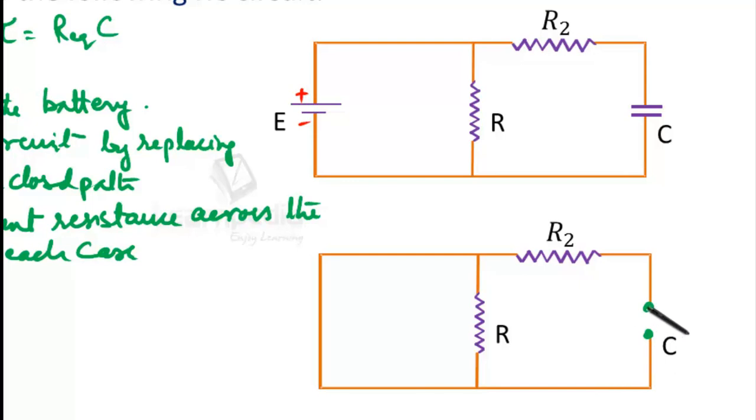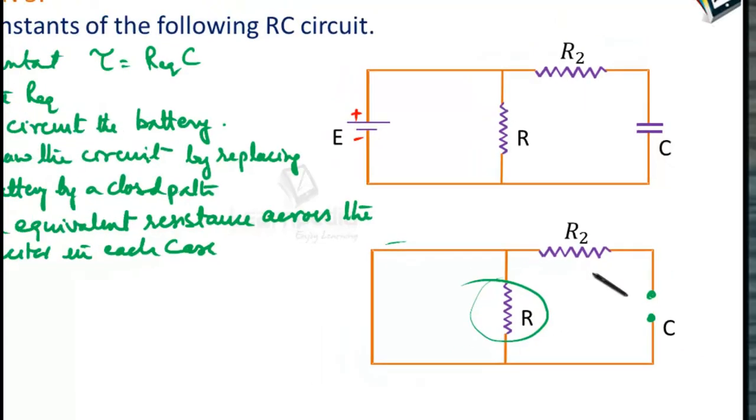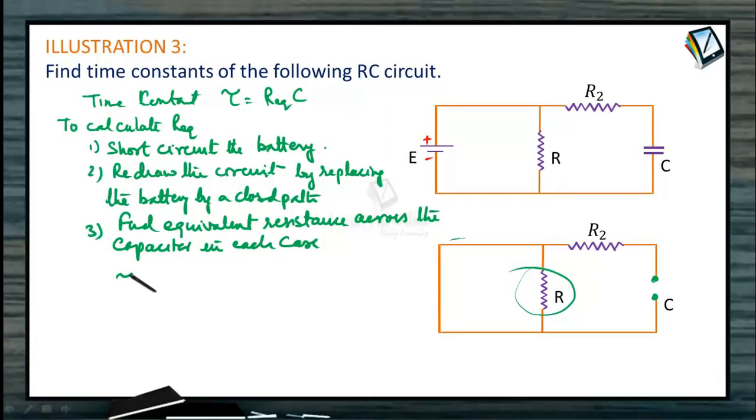When we want to calculate the equivalent resistance across the capacitor, since the battery is replaced by an ordinary wire here, this resistor will be short circuited. It will not be existing in the circuit. So only resistance R2 will come across this. So the time constant tau will be equal to R2 into capacitor C. This is the time constant of this particular RC circuit.